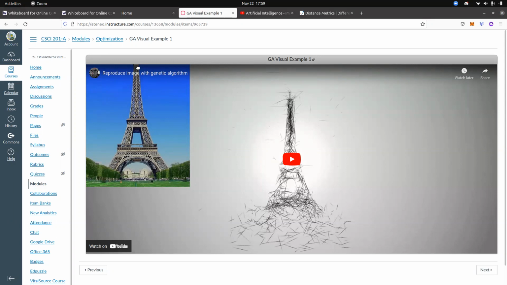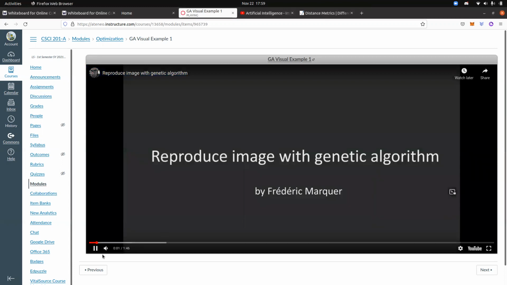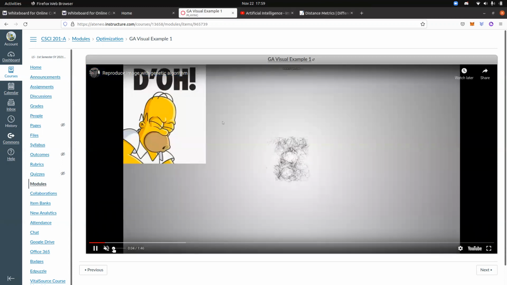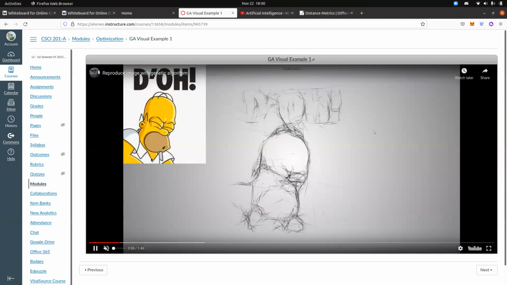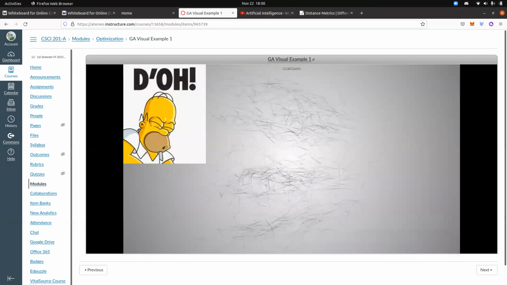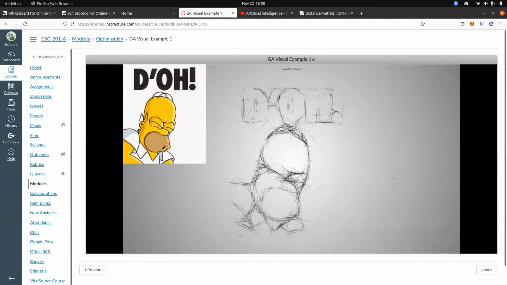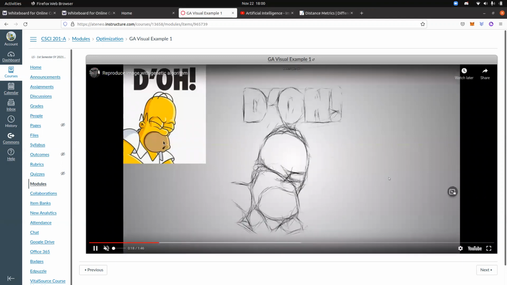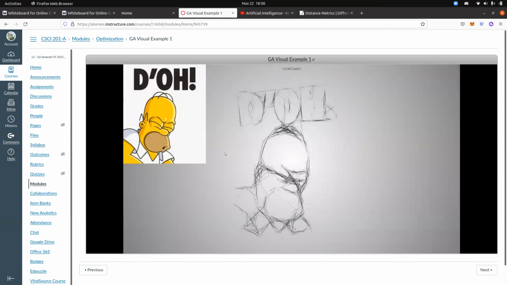Okay. So you have a picture of the Eiffel Tower. And let's go ahead and watch this. So this one reproduces not only the Eiffel Tower, pwede rin si Homer Simpson. And at each iteration of the genetic algorithm, eventually it will come up with the ideal, wherein our ideal is the input image. Okay. Now to start thinking about this, an image is represented by a set of pixels. Now let's assume a black and white image.